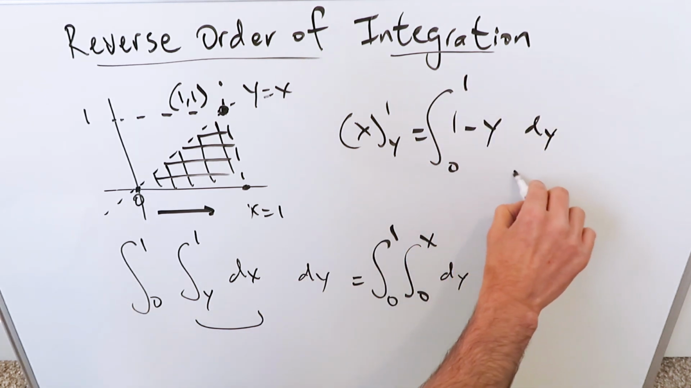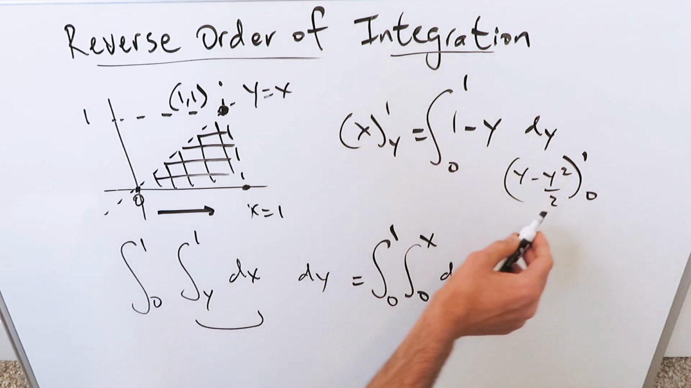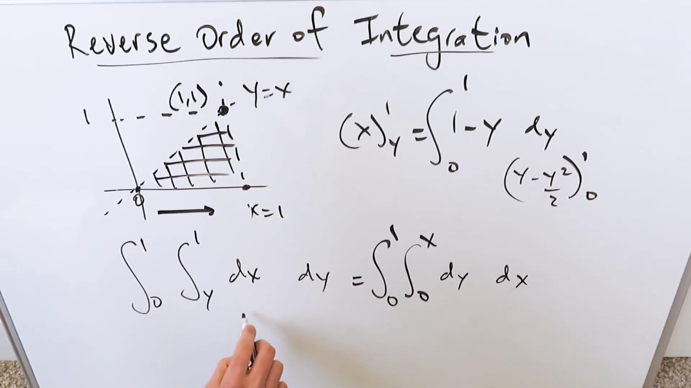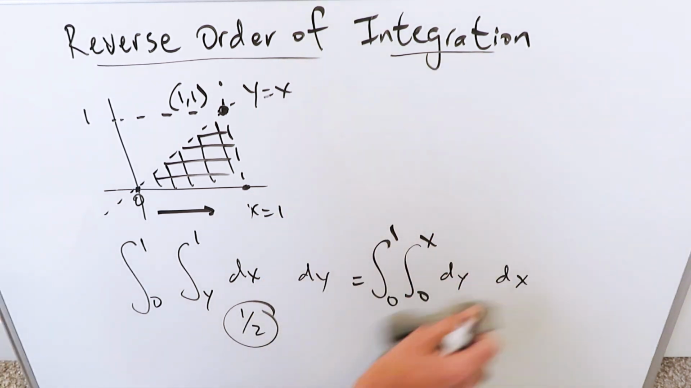When you integrate this, you have y minus y squared over 2, upper limit 1 and 0. When you integrate this completely, your end result for the area between the curves or region is 1 over 2, and it should be correct. Now let's look at the other side of the equal sign. We have this other order of integration.